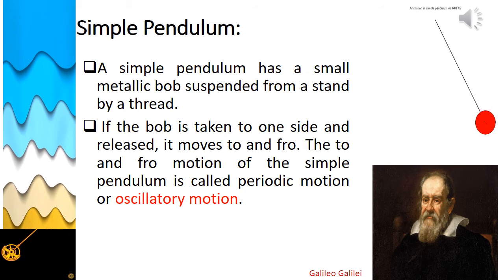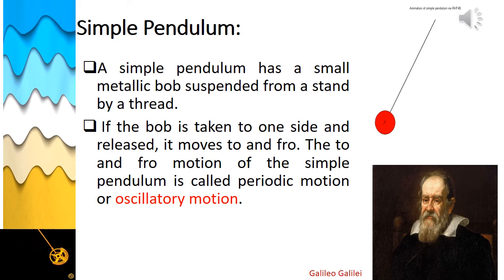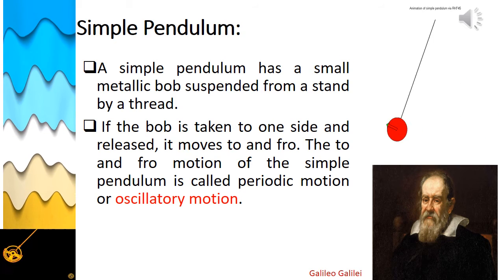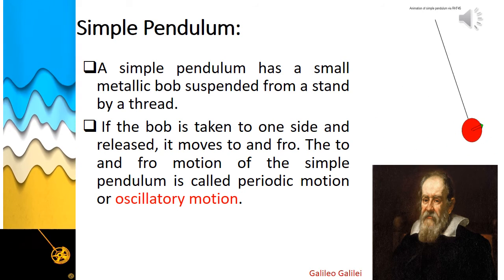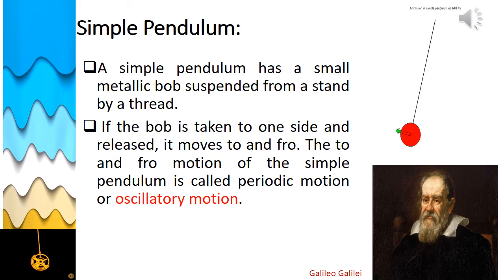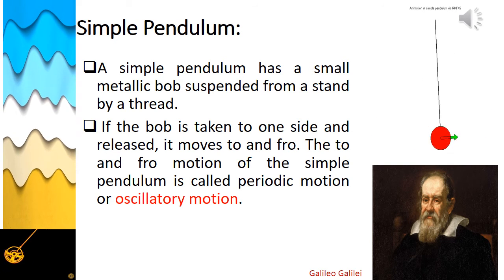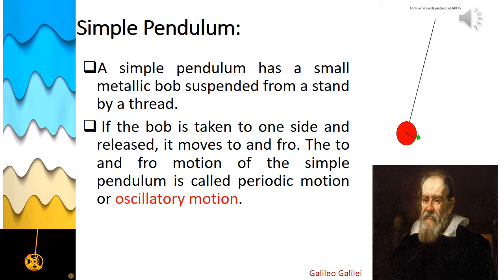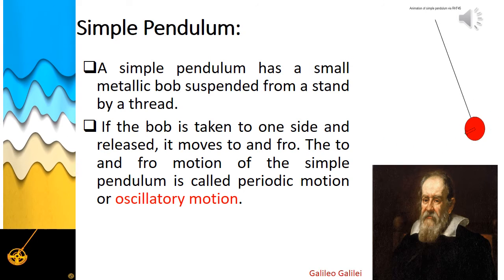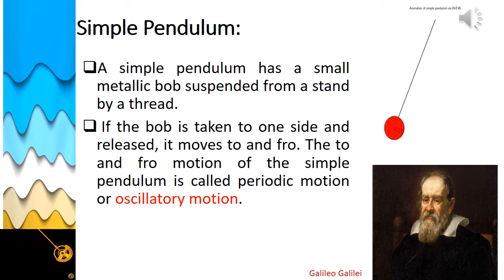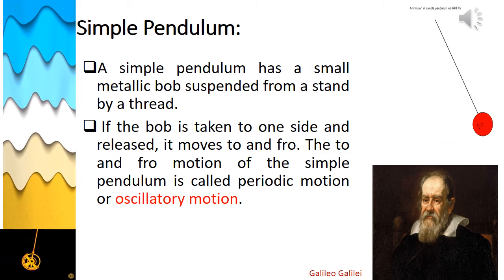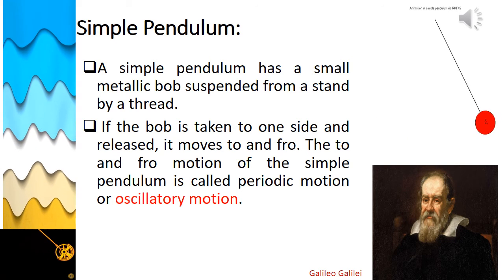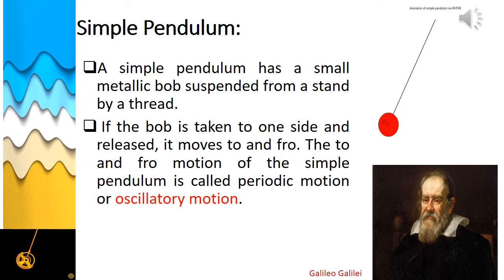motion, right? One of the most common devices which show periodic motion is the simple pendulum. A simple pendulum is a small sized metallic bob which is suspended by a light string from a fixed point. It cannot be stretched and is of a definite length. This thread allows the bob to oscillate freely without any kind of obstruction or friction.